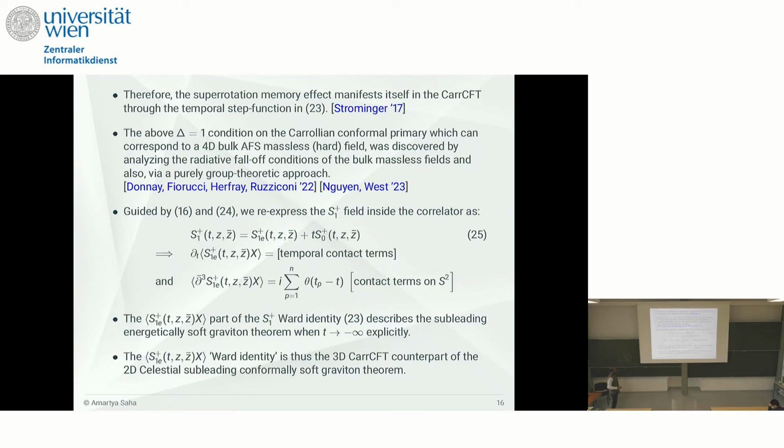So this S1E part of the S1 word identity is actually describing the subleading energetically soft theorem part explicitly when t tends to minus infinity. So we are projecting out only the subleading soft theorem, and clearly this S1E word identity is not a word identity in the truest sense, because S1E is not a Carrollian field at all. It is some collection of new modes. So this S1E word identity is just the 3D Carrollian conformal counterpart of the 2D celestial subleading conformally soft graviton theorem.